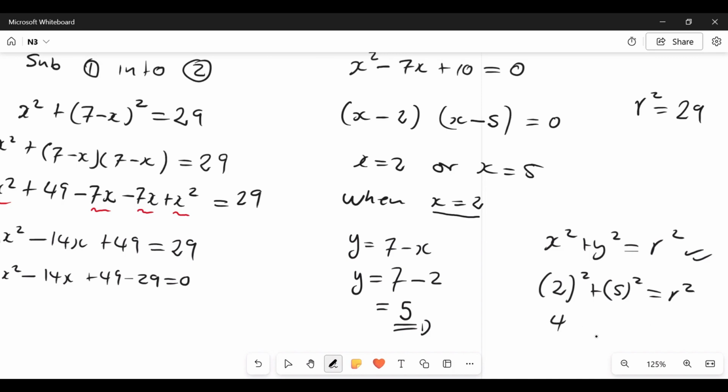So this is gonna give us 4. That is gonna give us 25, and then that is r squared. 4 plus 25 is gonna give you 29. So r squared is gonna be 29. So this is also correct.